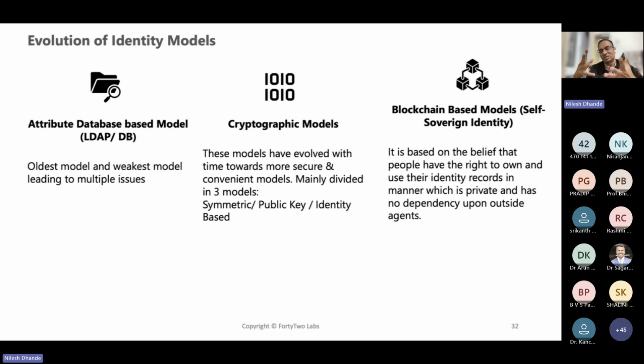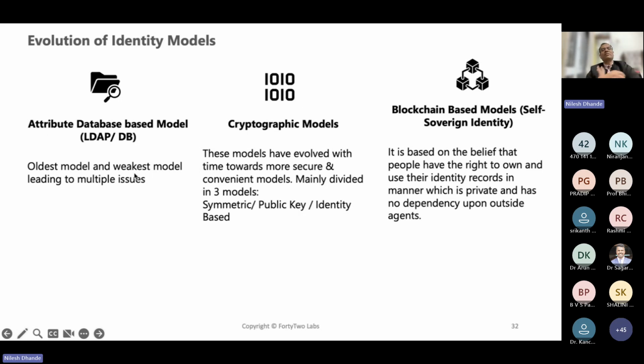If you give your iris, we will get your identity registered onto the blockchain, and we will give you 10 coins, 10 World coins, or 20 or 100 World coins. I don't remember at that point of time. So what does it mean? What does each of these models mean for us? So three models: attribute based, cryptographic model, and a blockchain based model. And why this evolution has happened.